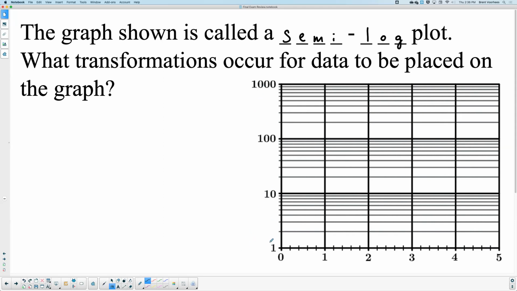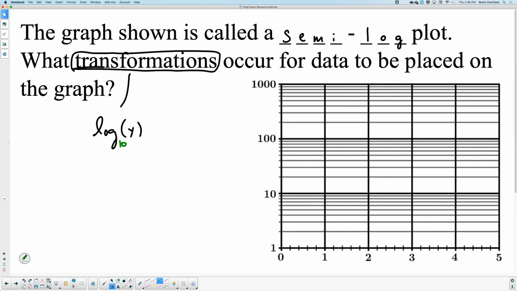How did we get these weird values? What we did is we took a log. I'm answering this question: what transformations occur? We take the log of the y values, a common log. So what does it mean to be a common log? Log base 10 of the y values, which means a lot of times you might see it written this way. You might see log of f of x, because what does f of x represent?